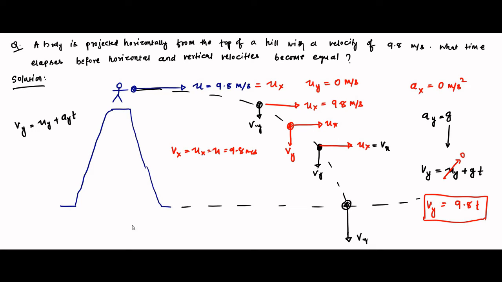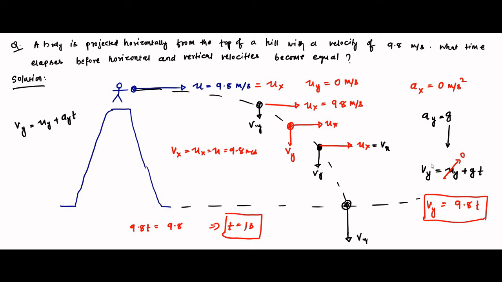So let's say 9.8 t is equal to 9.8 meter per second. That implies t is equal to 1. So after 1 second from the time instant the body is thrown, both the horizontal and vertical velocity components will become equal. t is equal to 1 second.